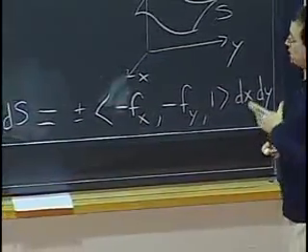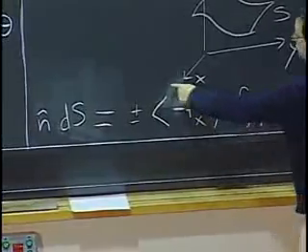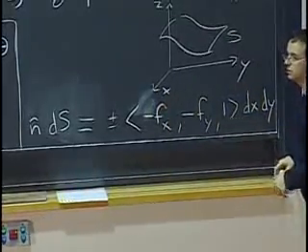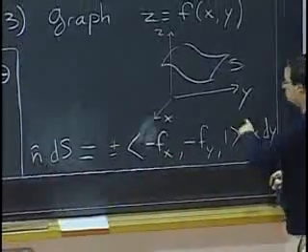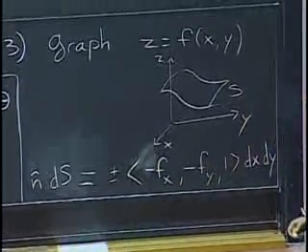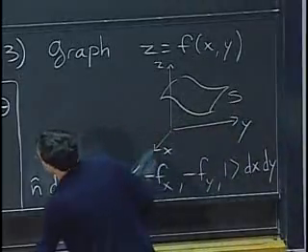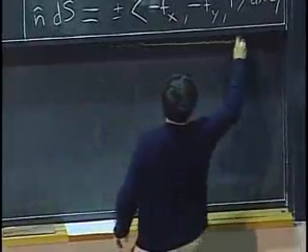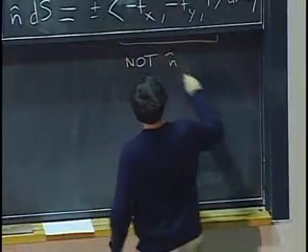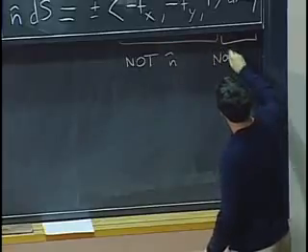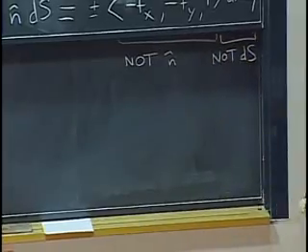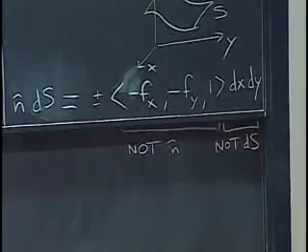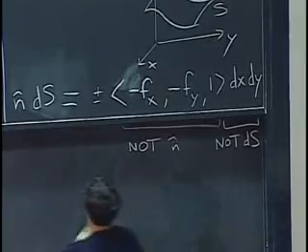So if you really want to know what dS is, well, dS is the magnitude of this vector times dx dy. So there will be a square root and some squares and some stuff. What's the normal vector? Well, you take this vector and you scale it down to unit length. Just to emphasize it, this vector here is not n, and this one here is not dS. Each of them is more complicated than that, but the combination somehow simplifies nicely. And that's good news for us.